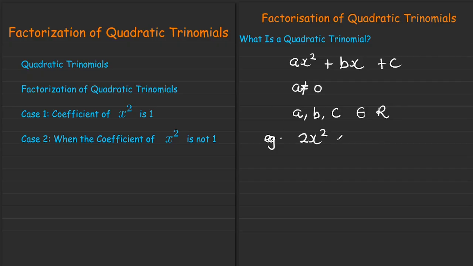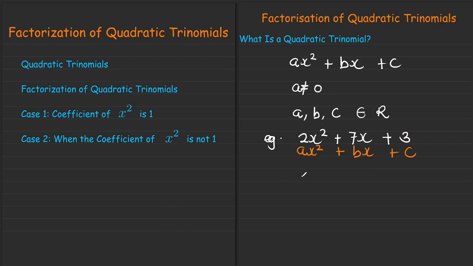2x squared plus 7x plus 3. So if you compare it to the general form of a quadratic trinomial, which we have over here, that is ax squared plus bx plus c. What that means is our a is the 2, our b is the 7, and the c is the 3. I hope you see that.